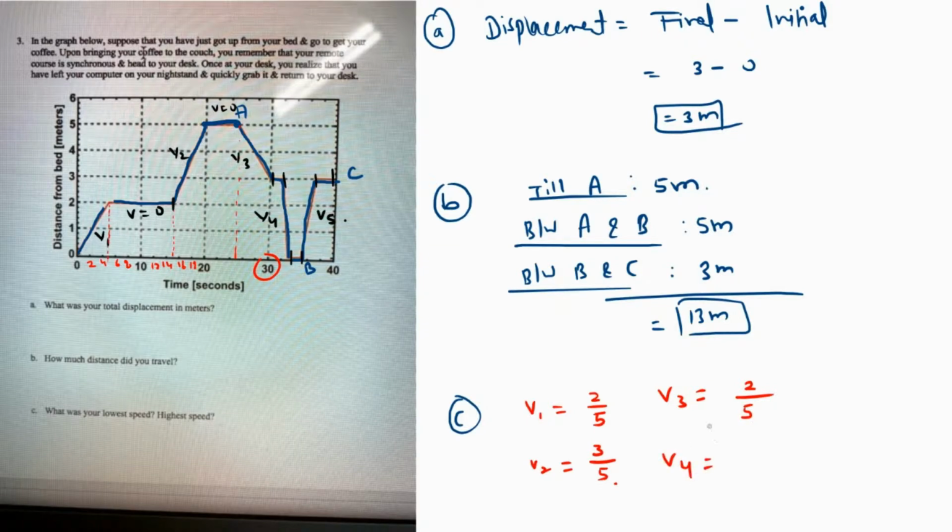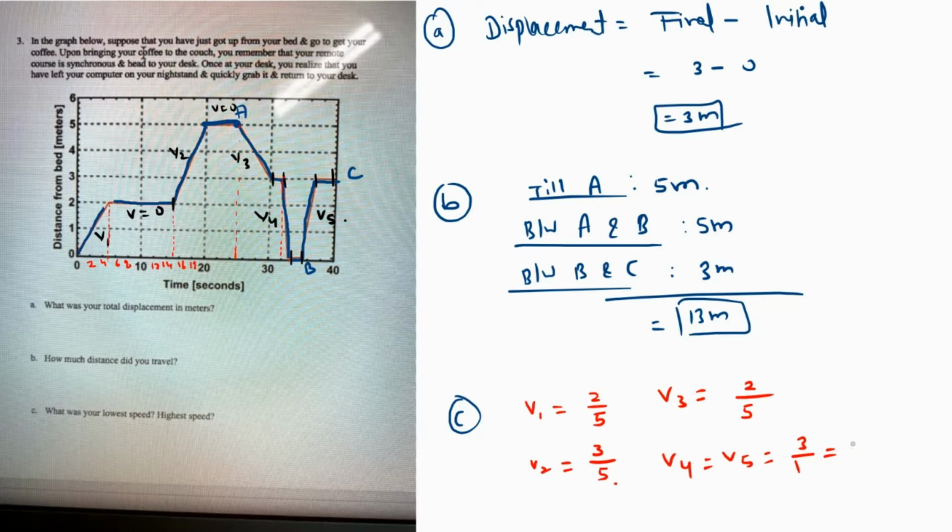And for v4, v4 and v5 are definitely same because they are symmetric. So v4 and v5 are going to be from 3 to 0. The distance is 3, and the time is from here. This is 30. If we clear this up, this is close to, I would say, 32. So this is 32 to 33, I would say, because it's closing off over here as well, which is just 1 second. So this is 3 over here.